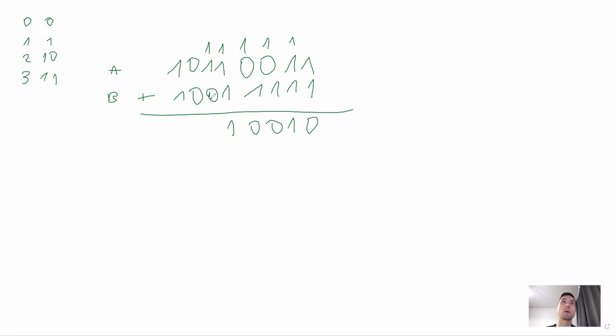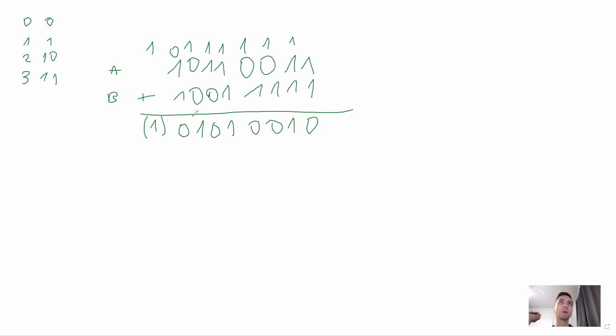So 1 plus 0 is again 10, and 1 plus 0 is 1, and the carry is 0, and 0 plus 1 is 0, and carry is 1. And I can write it here in brackets, for example. Okay, so this is how we can add two binary numbers.